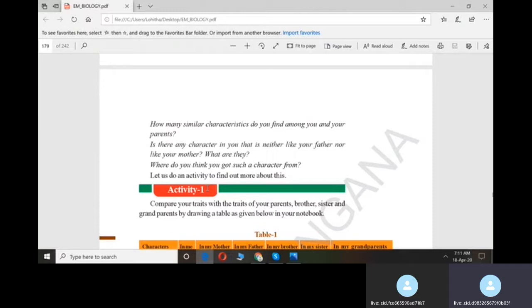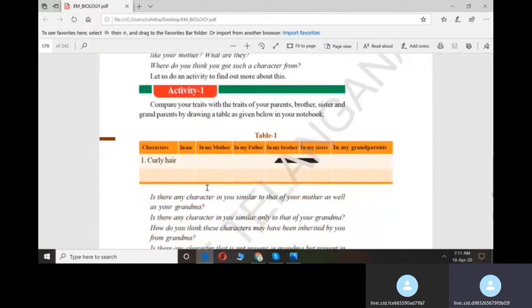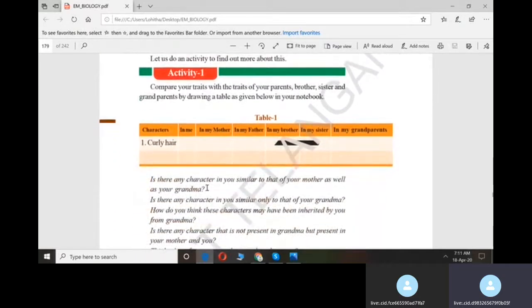Let us move to the activity. Here the activity has given a table. In the table, he has given curly hair. If you are a boy, you will be getting the characters of your mother. If you are a girl, you will be getting the characters of your father. Let's take the example of a boy. If you are a boy, you will be getting curly hair.